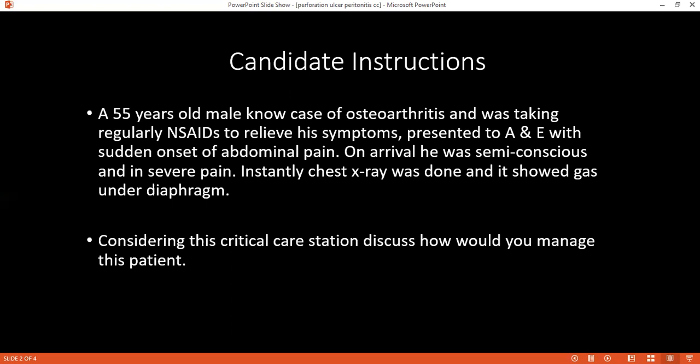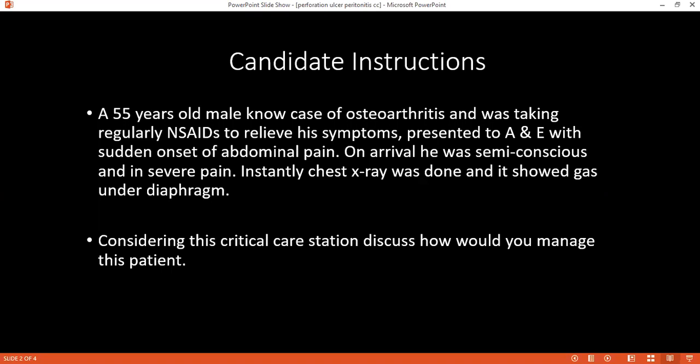Okay, can you please tell me, since the patient has been taking non-steroidal anti-inflammatory drugs to relieve pain, what are the risk factors associated with it? Maybe H. pylori infection, smoking, previous gastric surgery, steroids, and malignancy.